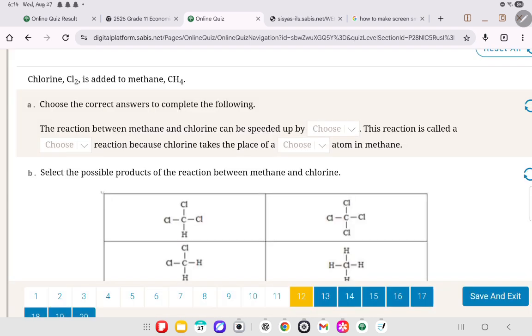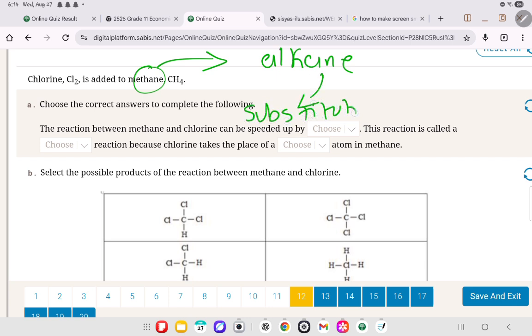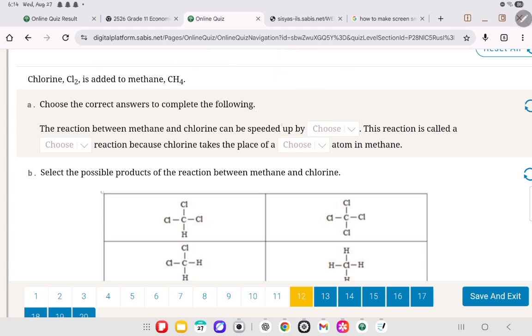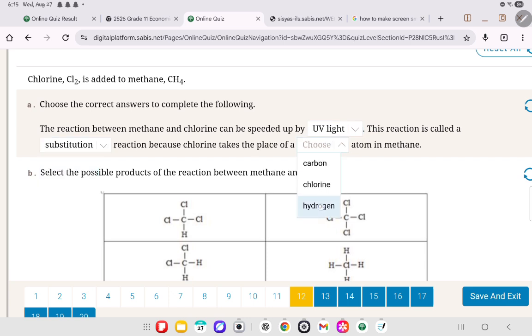We'll move on to question number 12. Chlorine, Cl2, is added to methane. Whenever you see methane, what is methane? Methane is an alkane. Whenever you see any alkane, you will know that the process is substitution. How do you speed up substitution? By UV light. This reaction is called substitution because, why is it called substitution? Because you're taking one of the chlorine atoms and substituting it instead of the hydrogen, right? So this is part A answered. The reaction between methane and chlorine can be speeded up by UV light. This reaction is called substitution because chlorine takes the place of a hydrogen atom.